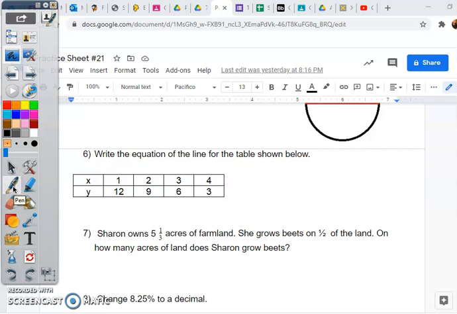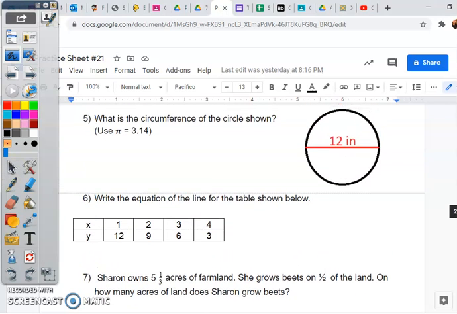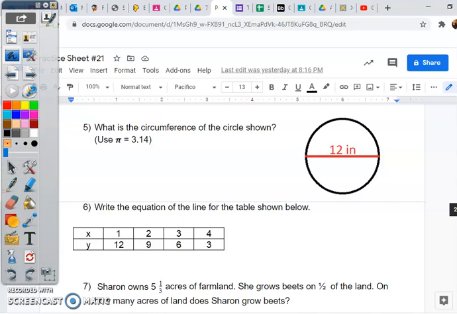Okay, guys, we are going to continue working on practice sheet 21. So let's look at number 5. Number 5 says, what is the circumference of the circle? Before we look at our formula, make sure we know what we're given. We're given the diameter. Remember, diameter goes all the way across. So we're going to go back to our formula chart.